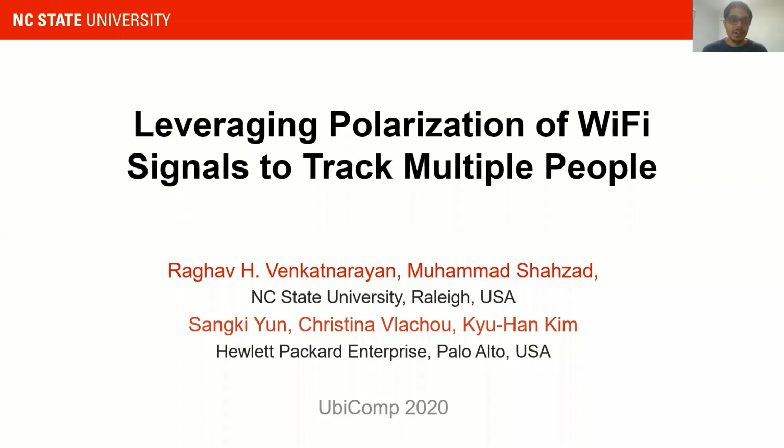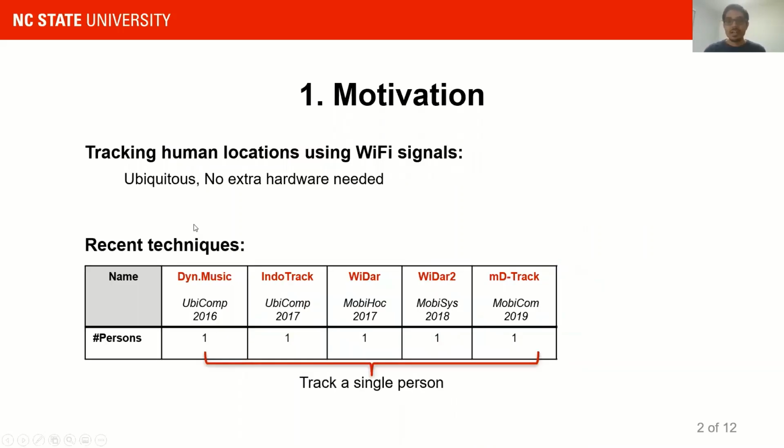My name is Raghav, and today I'll be presenting our work on leveraging polarization of Wi-Fi signals to track multiple people. Recently, a number of human location tracking techniques using Wi-Fi signals have been proposed. This is because Wi-Fi is already quite ubiquitous, so there is no extra hardware needed for tracking. However, these techniques can only track locations of a single person.